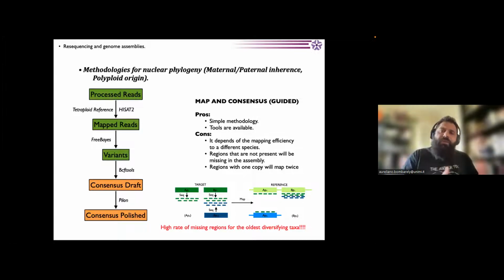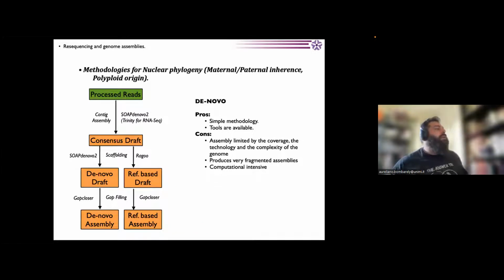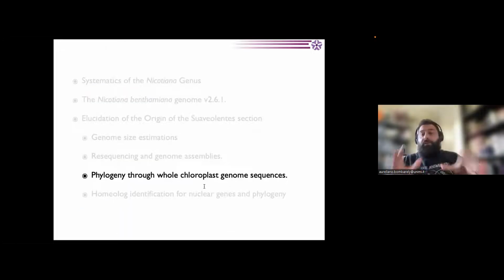So at some point, we decided that this may not be the best option. The thing that we did was, okay, let's try to do some de novo assemblies. Even if the coverage is not good, we may be able to capture the regions that are more conserved and easier to assemble. Of course, not the repetitive regions, but maybe the other ones. We knew that we would produce very fragmented assemblies and that it was computation intensive, but it was the option that we decided to use. Okay, so that is the context.